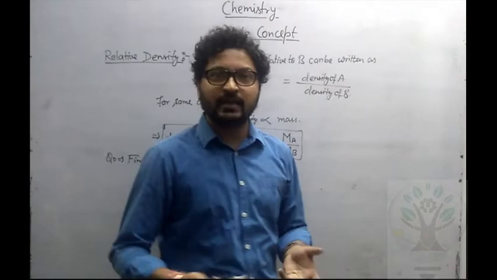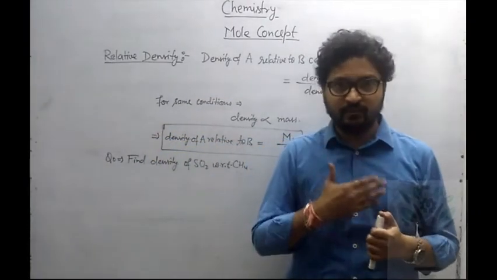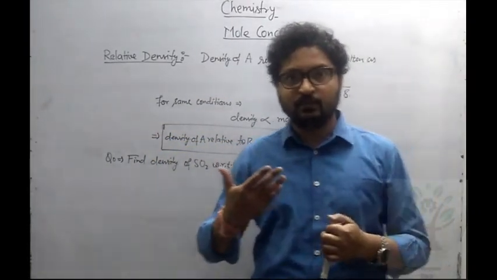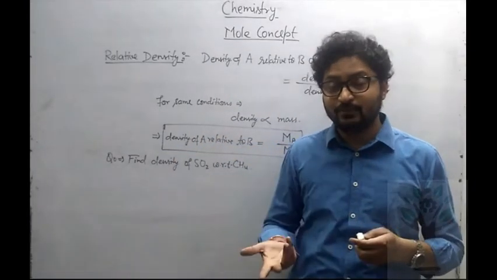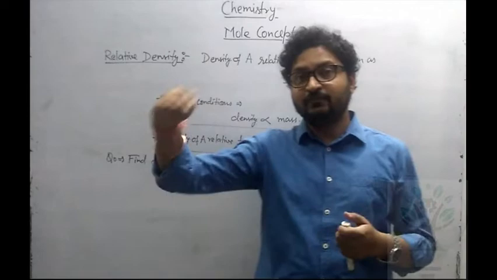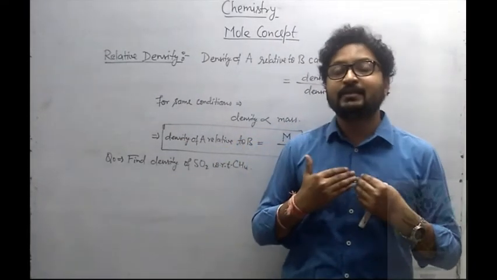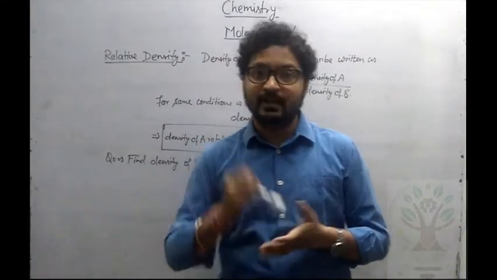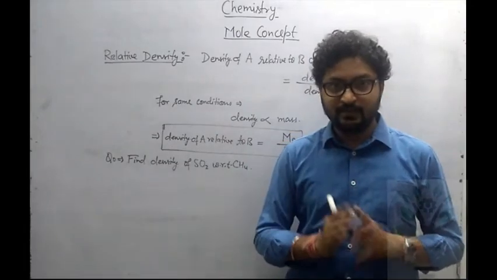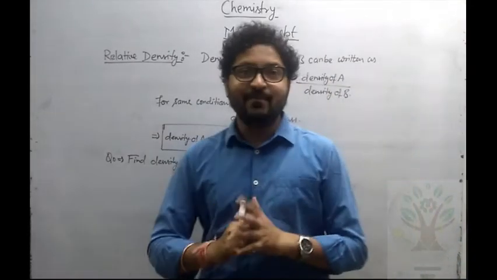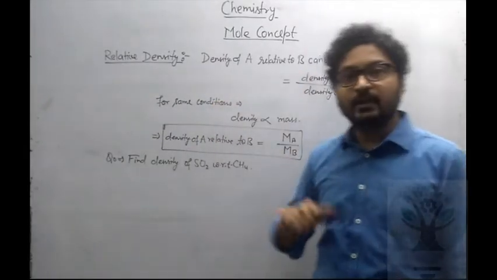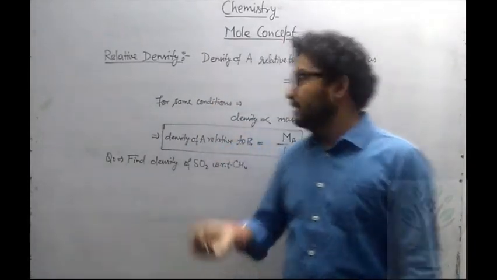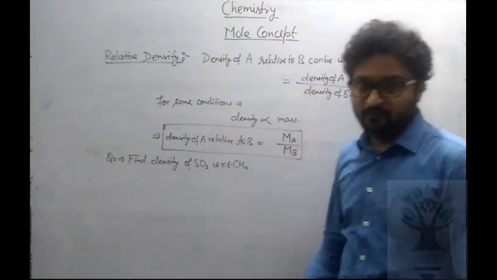You're getting this thing? It is just like, suppose my weight is 50 kg and suppose there is an ant whose weight is 1 kg. So what will be my weight with respect to the ant? That will be 50 upon 1. So it's like I am 50 times heavier than an ant. Are you getting this thing? Okay. So in the same manner, if I am saying what is density of A relative to B, that will be density of A divided by density of B.